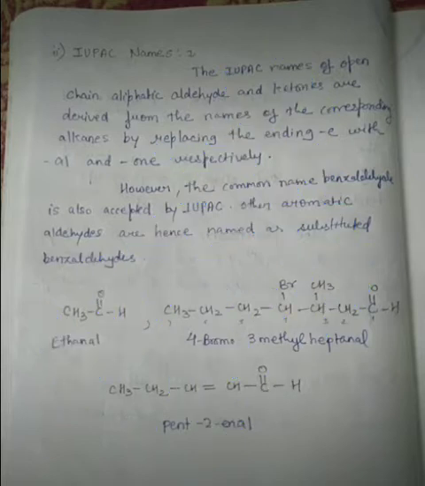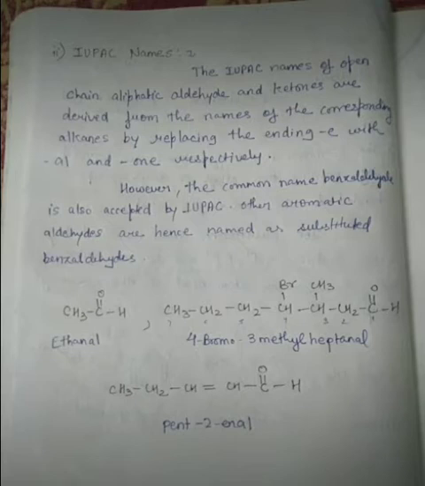Okay, so this skeleton follows the IUPAC nomenclature. Now students, when we are going to give the IUPAC names of open chain aliphatic aldehydes and ketones, they are derived from the names of the corresponding alkane.